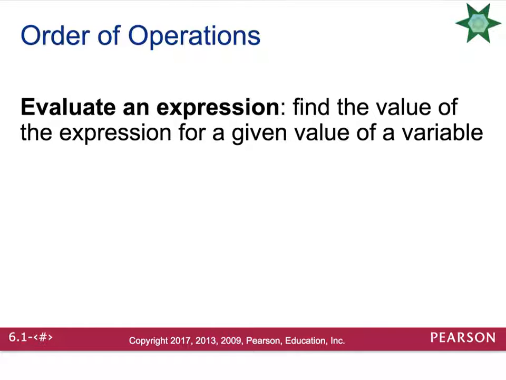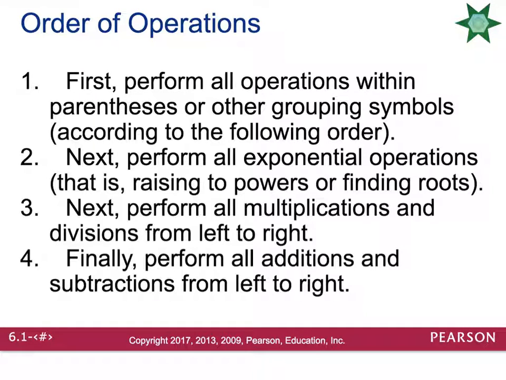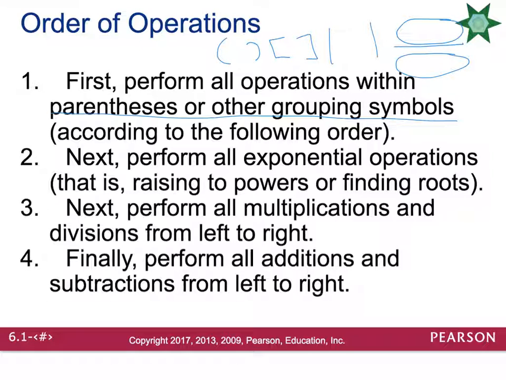Often you'll be asked to evaluate an expression. When you evaluate an expression, you're trying to find the value of the expression when a given value for the letter has been told to you. When you evaluate an expression, you want to make sure you do the order of operations in the proper order. First thing you want to do is do anything that's in a parenthesis or a grouping symbol. Grouping symbols can be parentheses, brackets, absolute value bars. You can even consider division as a grouping symbol where the numerator is a group and the denominator is a group.